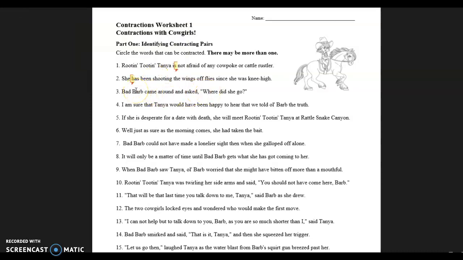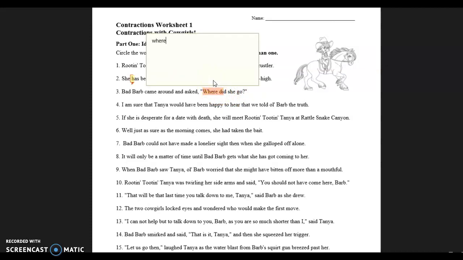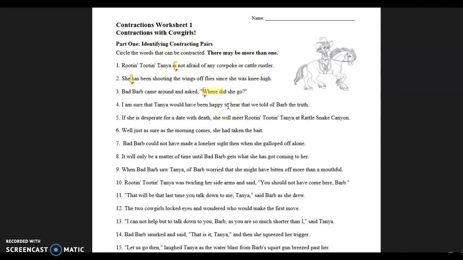Let's do this one. Bad Barb came around and asked, where did she go? Where do you think the apostrophe should be? Did with where. So the word is where did. The word would be where'd. Where'd she go? We don't usually say this word. Yes, I agree with you. This one is a hard one. We don't usually say this word, but it is a contraction, whether we say it or we don't.